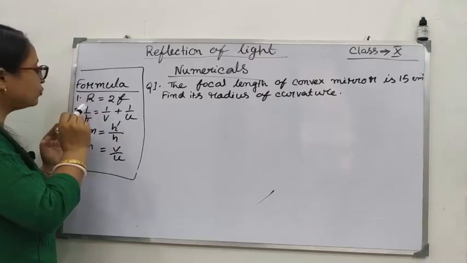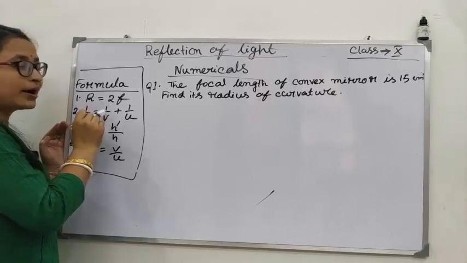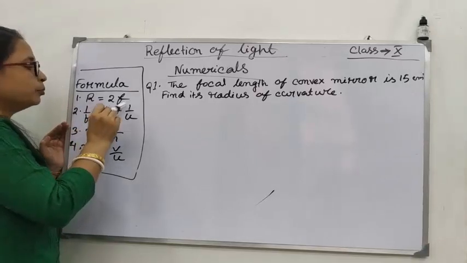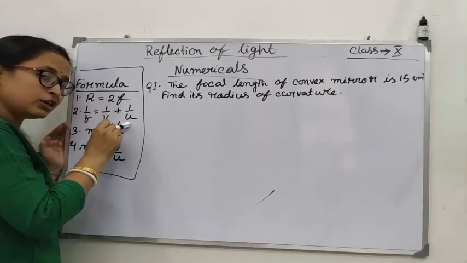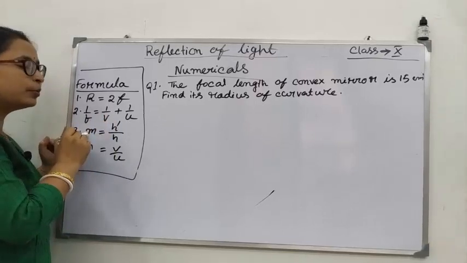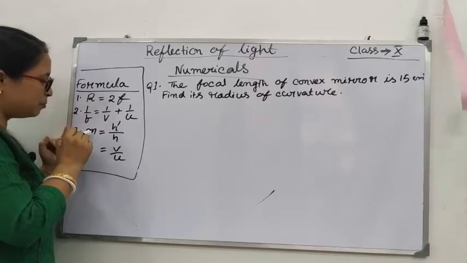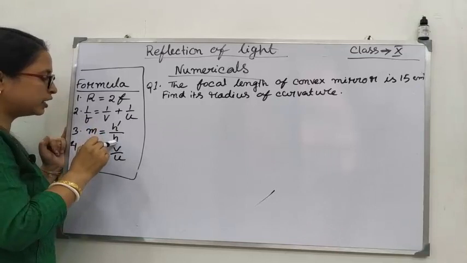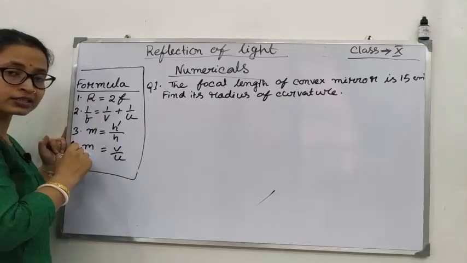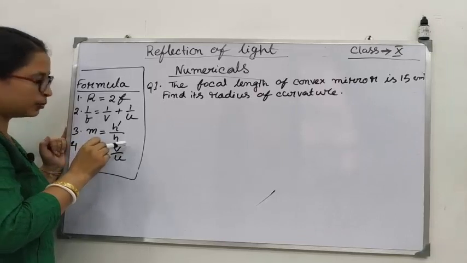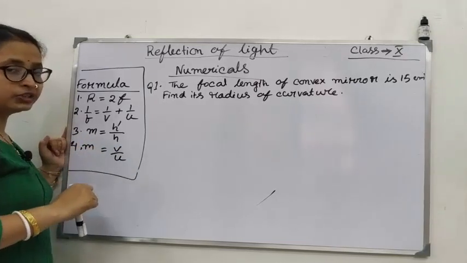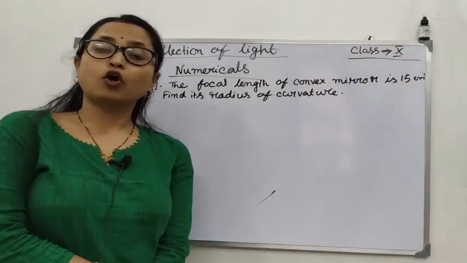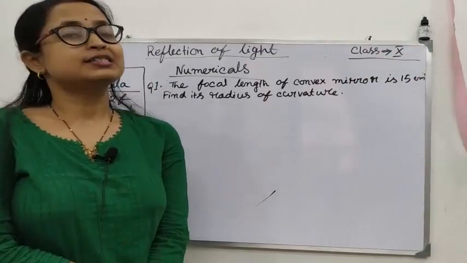Then the mirror formula: 1 by f is equal to 1 by v plus 1 by u. What is v? v means image distance. What is u? u means object distance. Then we have a formula for magnification. Magnification represented by m. m is equal to image height divided by object height. Another formula for magnification is v by u, that means image distance divided by object distance. In this numerical we will use these formulas, and also we have to use the concept of sign convention.